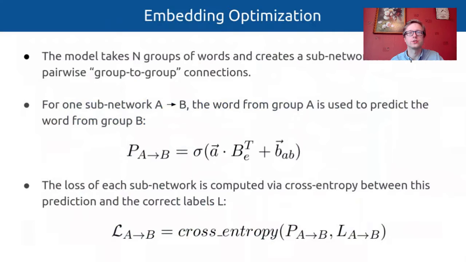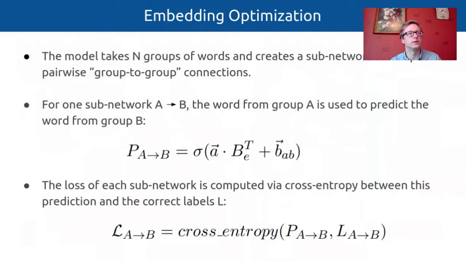So how do we actually optimize these embeddings? We can use an idea very similar to skipgram optimization. Skipgram essentially uses two groups of embeddings, the target embedding and the context embedding. And we extend this idea to a more general case with an arbitrary number of word groups. Our model takes n groups of words as input and creates a subnetwork for each possible group-to-group connection. Then for one particular subnetwork between groups A and B, we use the word vector from group A to predict the word in group B.